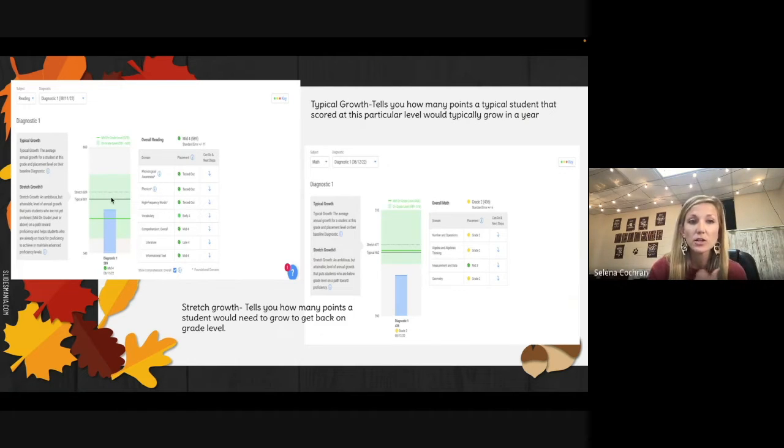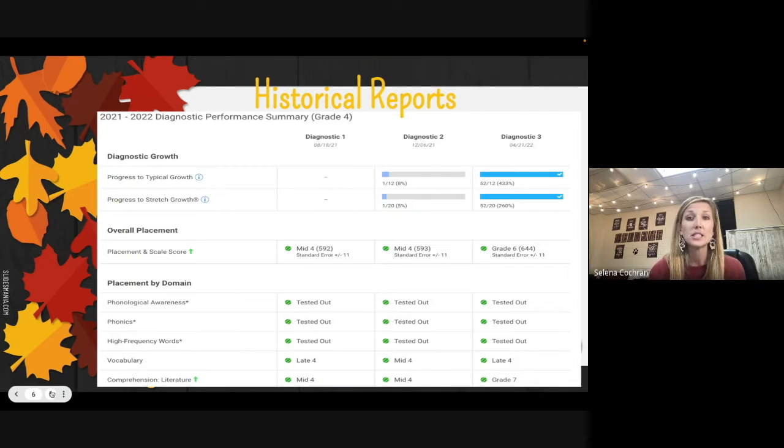So you can see here that this student scored a 589, tested out of several areas, still on grade level, mid 4th grade level, in certain areas, and then it gives you their typical growth goal and a stretch growth goal and how many points that they should strive to gain. Another thing that we look at is historical reports.